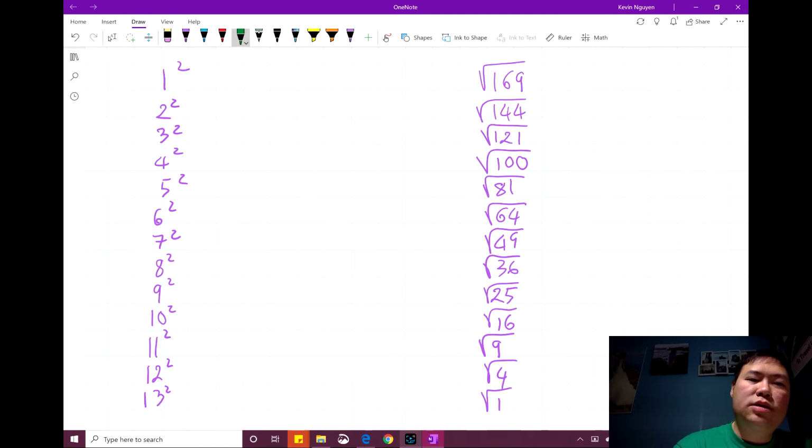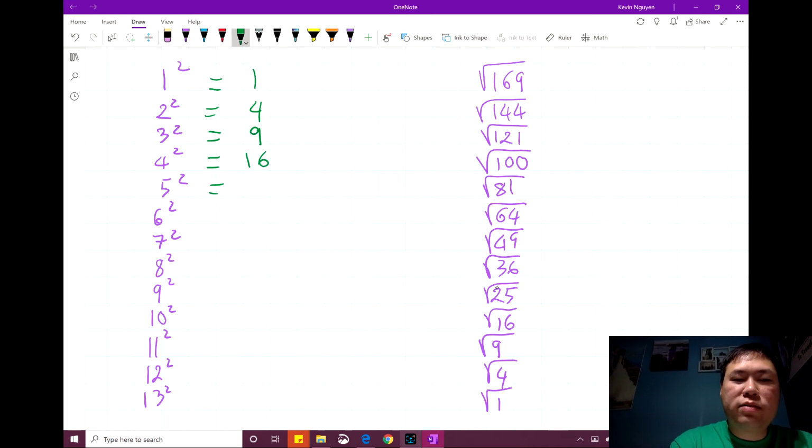All right, so 1 square means 1 times 1, that's 1. 2 square is going to be 2 times 2 is 4. 3 times 3 is 9. 4 times 4 is 16. 5 times 5 is 25. 6 times 6 is 36. 7 square is 49. 8 square is 64.